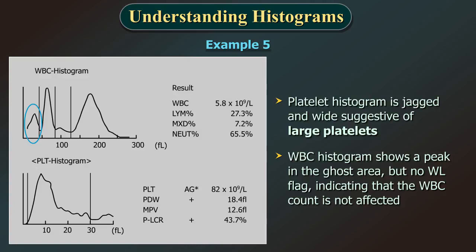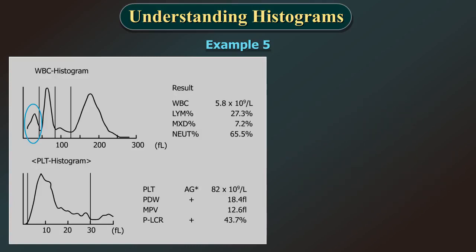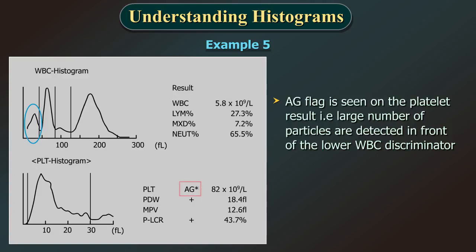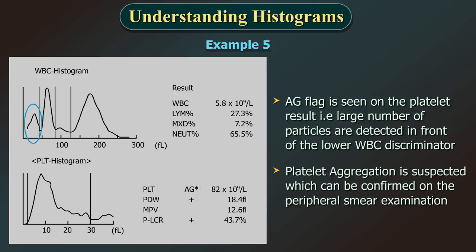The WBC histogram shows a peak in the ghost area, but no WL flag, indicating that the WBC count is not affected. AG flag is seen on the platelet result, that is, large number of particles are detected in front of the lower WBC discriminator. Platelet aggregation is suspected, which can be confirmed on the peripheral smear examination.